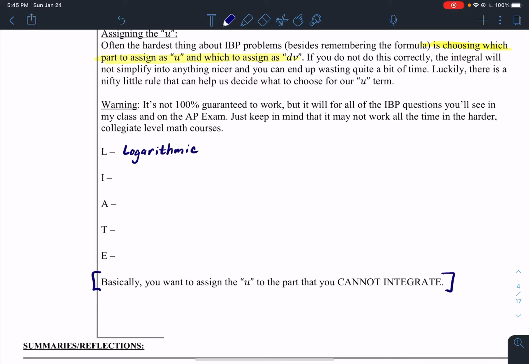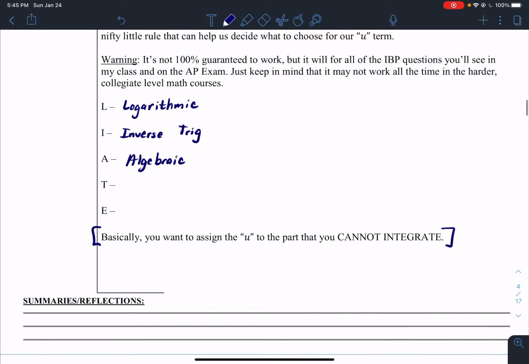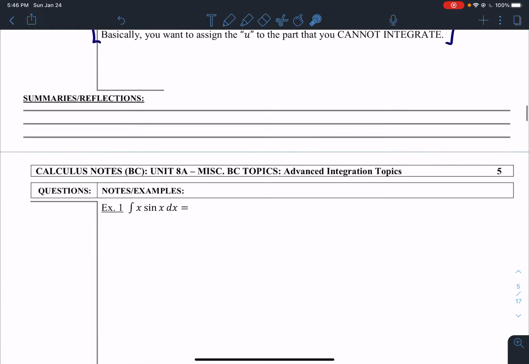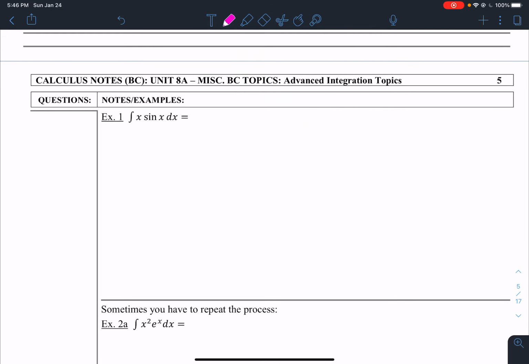So we're always going to pick the U. If there's a logarithm, we're going to pick that for U. If there's not a logarithm, then we're going to use inverse trig. If there's not a logarithm or an inverse trig, then we're going to look for the algebraic piece. And if there's not an algebraic piece, then we're going to look for the trig piece. And then this is the exponential. So LIATE is the word that we use to help us remember the order of defining U. Again, it's not 100% guaranteed all the time, but it is going to work for everything in this class. So let me do an example so it'll make a little bit more sense as to how we pick these things.